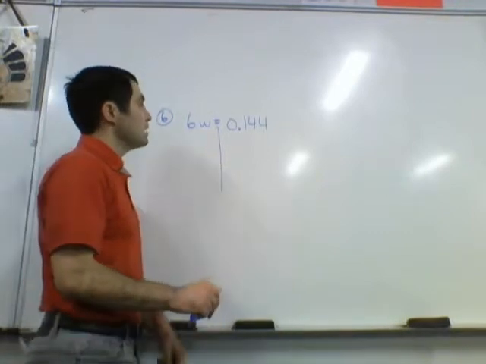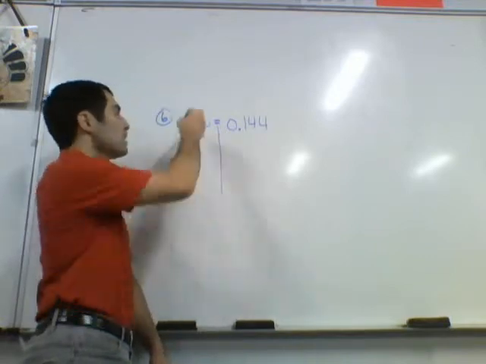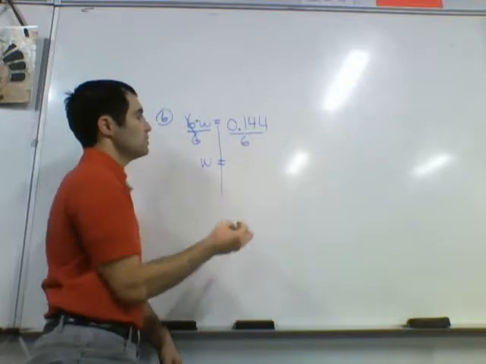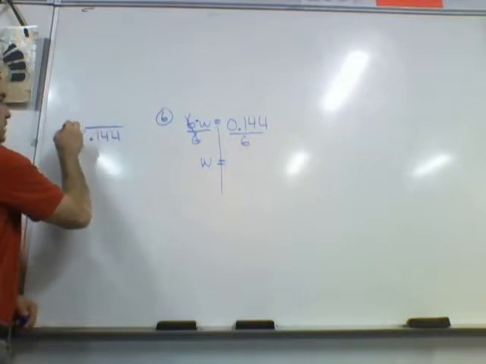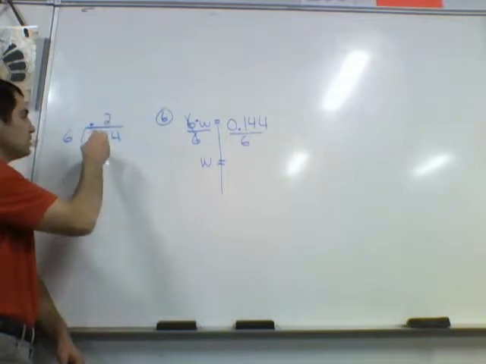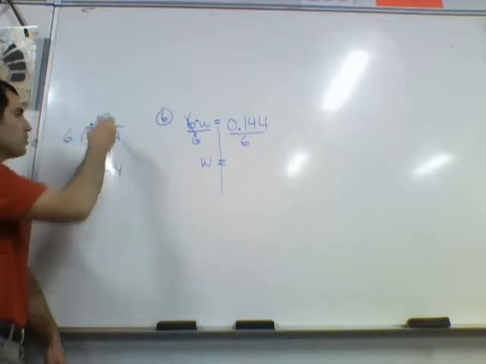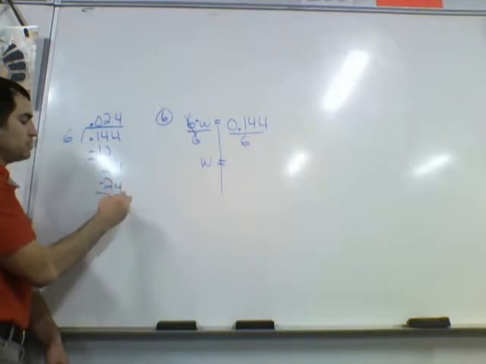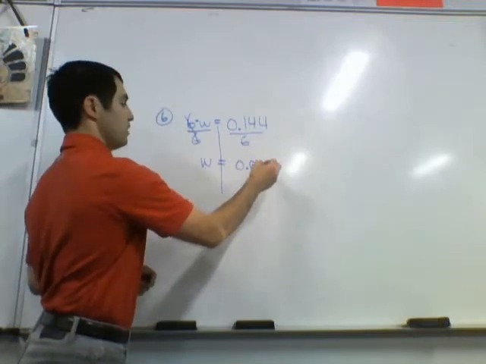Alright, next one. 6 times W equals 144 thousandths. 6 and W are multiplied by each other. What's opposite multiply? Divide. So I'm going to divide both sides by 6. That cancels. All you have left is W equals, that's top divided by bottom, so it's 144 thousandths divided by 6. 6 will go into 14 2 times, well, I would put a placeholder 0 there. Subtract, remainder 2, bring down your 4. 6 will go into 24 4 times. 4 times 6 is 24. Remainder 0. So your answer is going to be 24 thousandths.